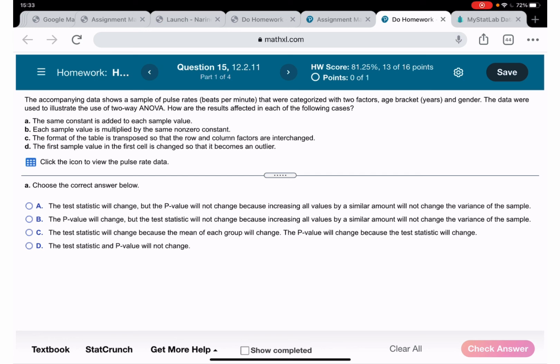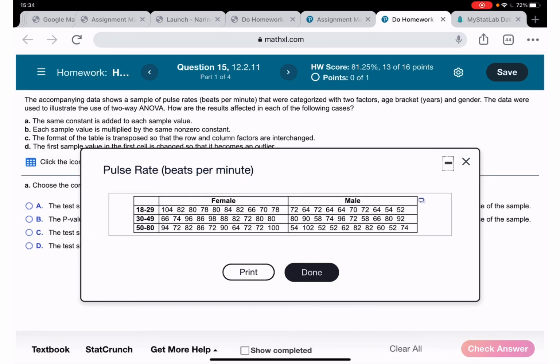How is the result affected by the following cases? A, the same constant is added to each sample value. B, each sample value is multiplied, and so on. So let's choose the answer. The data were used to illustrate two-way ANOVA.